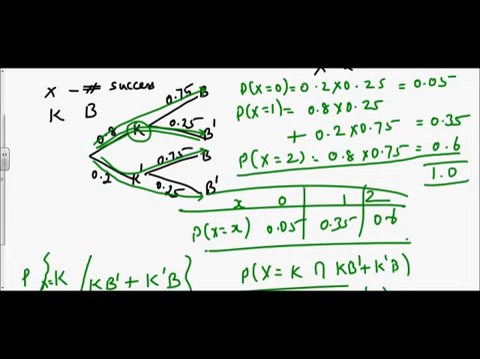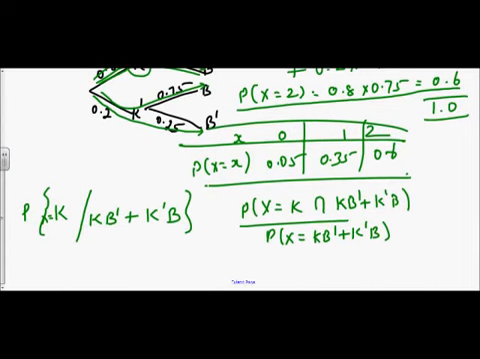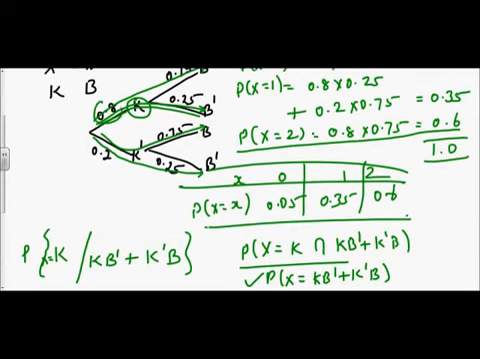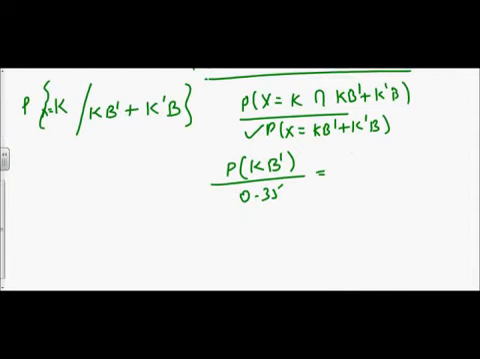Okay, you cannot get K dash B. So K intersection KB dash would be P of KB dash divided by 0.35. For this we have already done. KB dash would be 0.8 times 0.25. Therefore this is 0.8 times 0.25 divided by 0.35. Okay, the value would be 0.2 divided by 0.35.